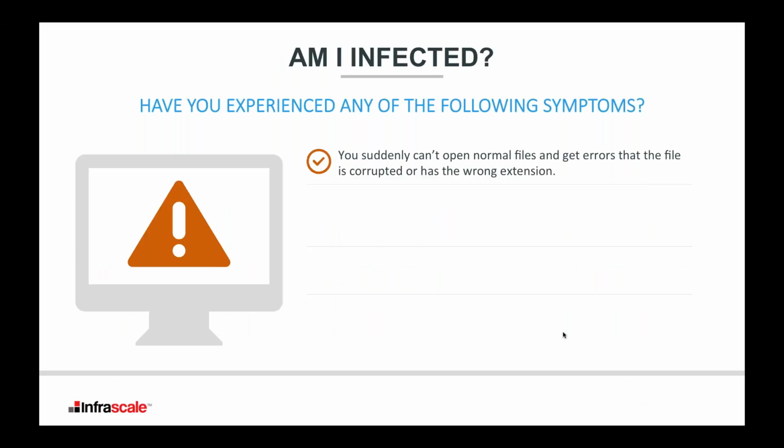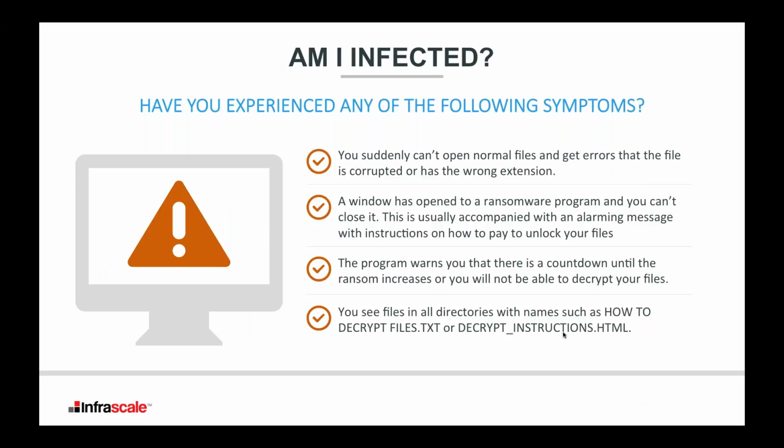So how do I know if I'm infected? And these are some of those symptoms, right? Some of the clear ways to know if you have been infected with malware. So if you suddenly can't open your normal files, maybe you're seeing errors that the files are corrupted, maybe the wrong extension. If a window's opened to a ransomware program and you can't get that closed, if the program's warning you about a countdown timer until the ransom increases, or especially if you see files renamed how to decrypt files, decrypt instructions.